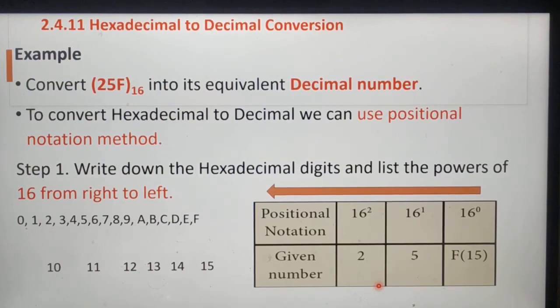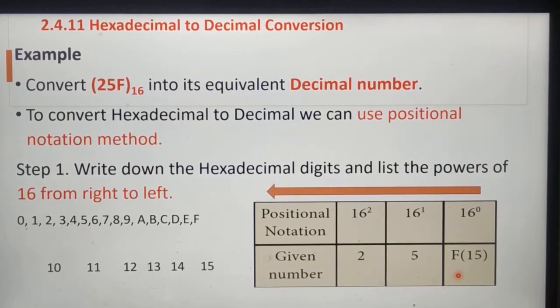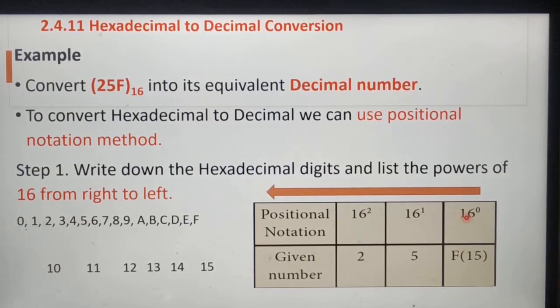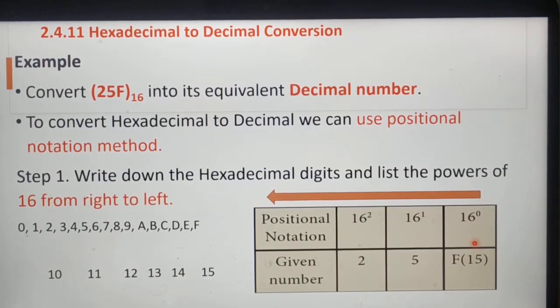First we have to write the given hexadecimal number. Here our hexadecimal number is 25F. We have to write the position of each hexadecimal digit from right to left in the powers of 16. That is important. Suppose if it is an octal number, we have to write each position in the power of 8. Suppose if it is a binary number, we have to write it in the power of 2. That is important. Here we are using a hexadecimal number, so we have to write each position in the powers of 16 from right to left.